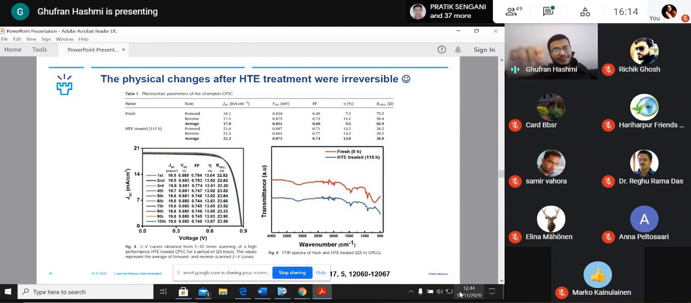So what did I do with a very slow scan? I scanned the device for almost 90 minutes, and you can see that in 90 minutes we scanned 10 times with a slow scan rate, and the performance remained almost the same. So that endorsed that all these physical changes that occurred in the structure were permanent.